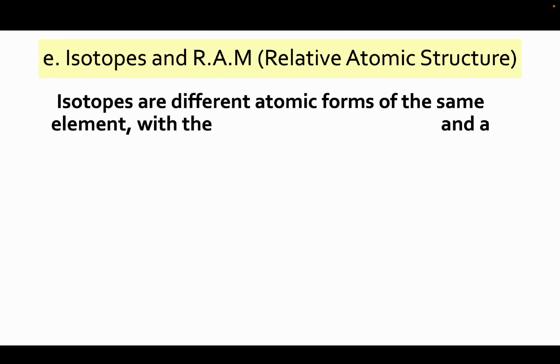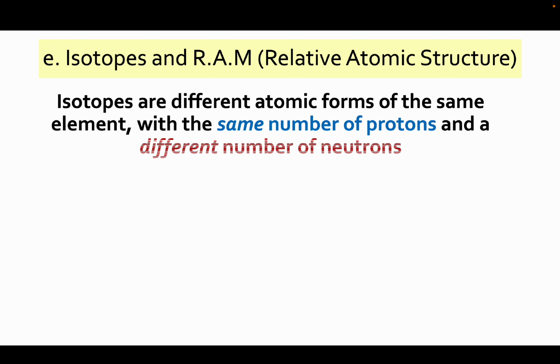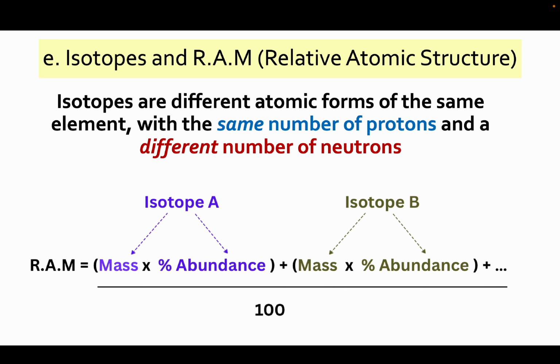The definition for isotopes is a very, very popular exam question, so you need to make sure you know this. Isotopes are different atomic forms of the same element, and they have the same number of protons, but a different number of neutrons. How do we calculate relative atomic mass? The way we calculate relative atomic mass is shown over here. So you multiply the mass and the abundance of your first isotope and add that with the mass and abundance of the second isotope. And if you get 3 different isotopes, you just add that in, and that's why I left the ellipses at the end.